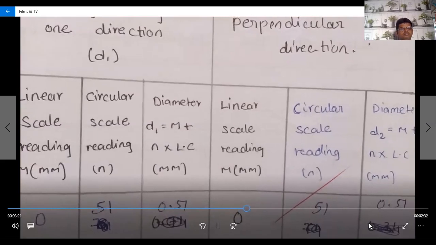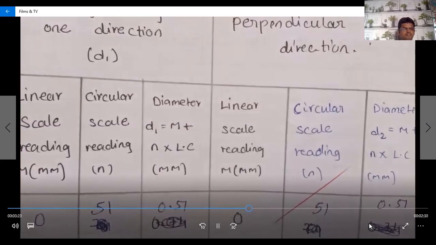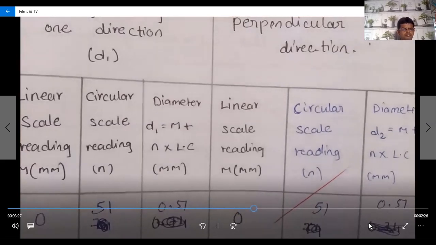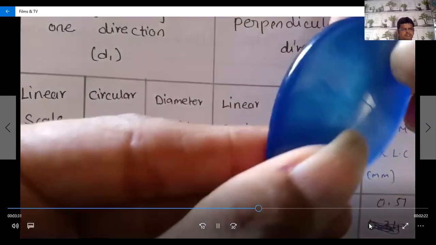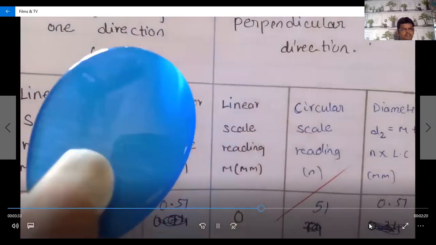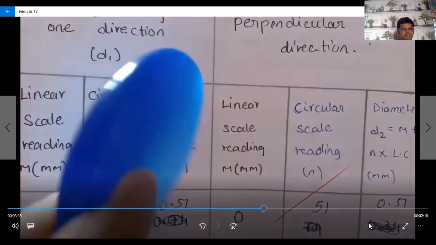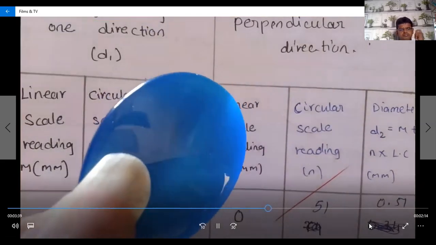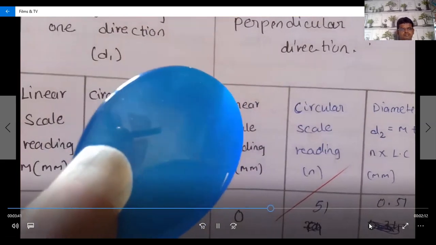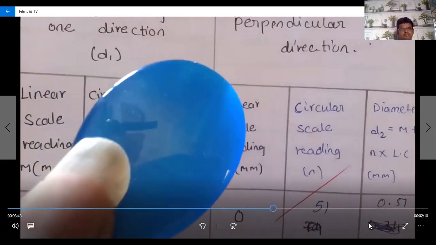The same practical, same direction. We want only two values, like the main scale and the vernier scale. So here we are using this type of thin plate. Whenever you use any type of thin plate, but today we are using this type of glass thin plate. So let's see, we found a different method, like a different main scale and vernier scale.